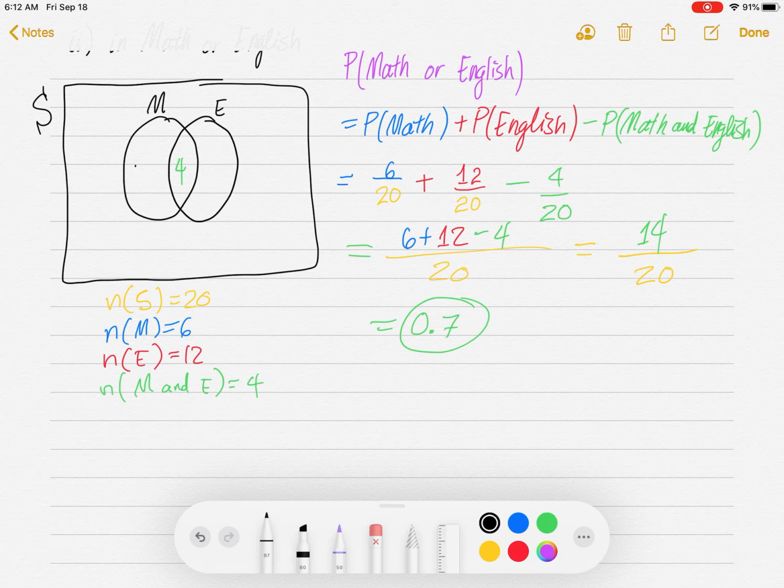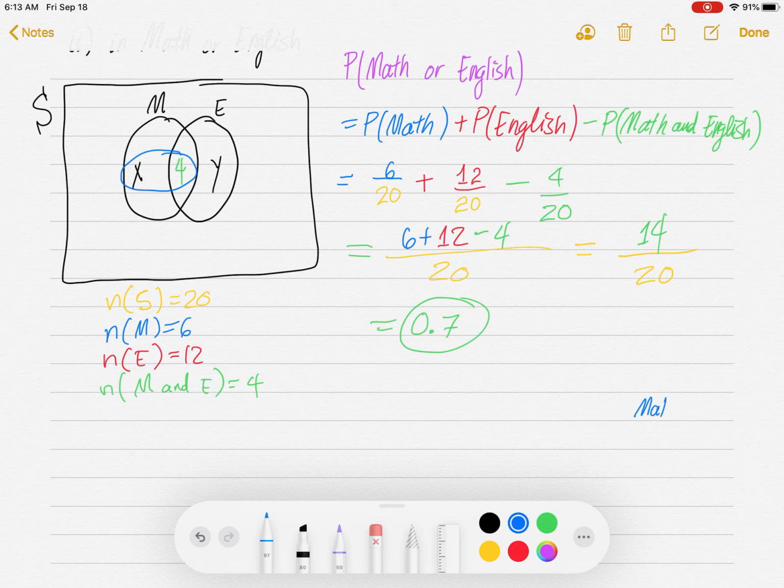We don't know how many are out here that are math but not English. We know how many are math altogether, but we don't know how many are math and not English. Over here, English and not math, we don't know how many are here. So we're going to call X math and not English, and we're going to call Y English and not math. The key thing here is that math altogether is 6, right?